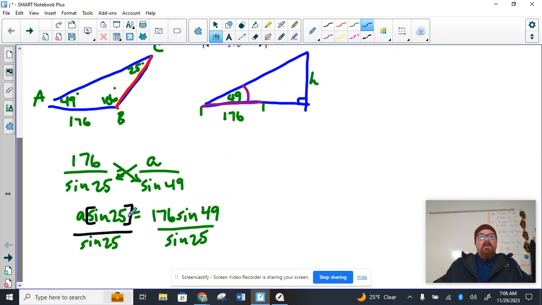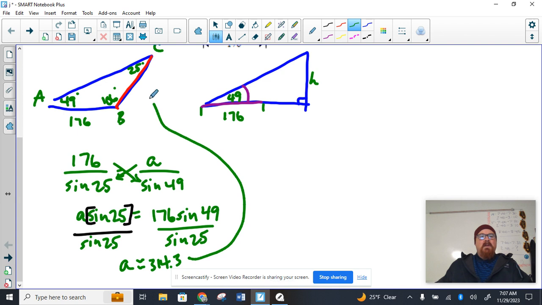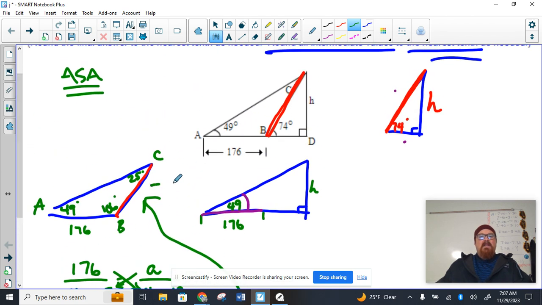So coming back to it, we now know that A is approximately 314.3. And that A, just to remind everyone, is this side length, and that side length is the same as this side length, 314.3. So now, in terms of solving for h, we're looking at this right triangle and saying, well, I have an angle, I have a side, and I have this side.